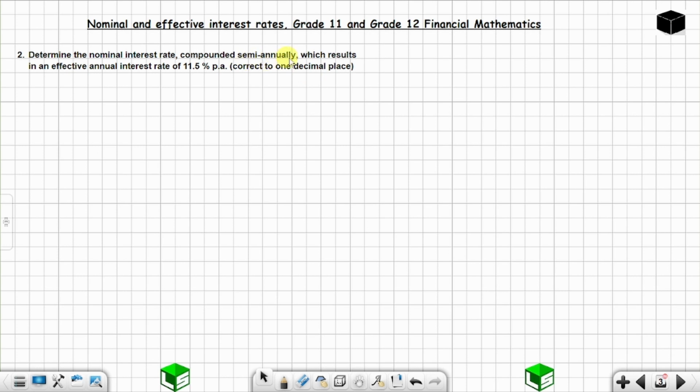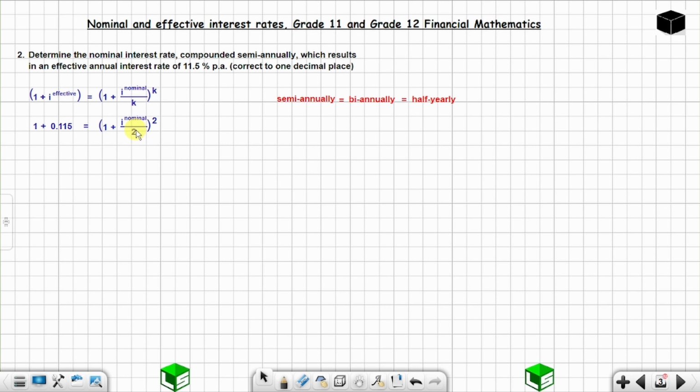Semi-annually can also be written as bi-annually or half-yearly. You're still going to use the same formula as in the previous slide. So you have 1 plus the effective annual interest rate of 11.5% per annum, divided by 100, which is 0.115. This is equal to, in brackets, 1 plus the nominal interest rate over K, closed bracket, to the power of K. K is equal to 2 because this is semi-annually, meaning twice a year.